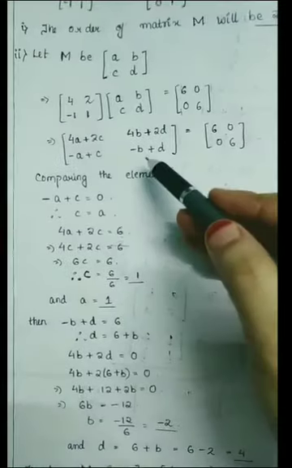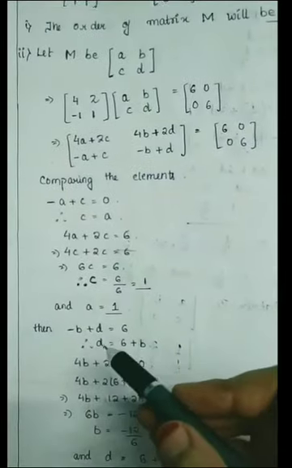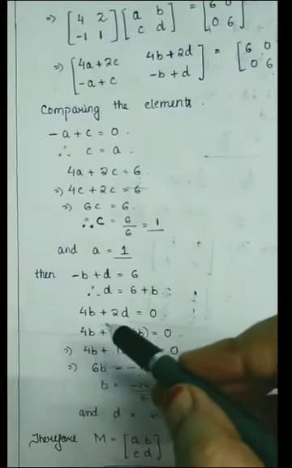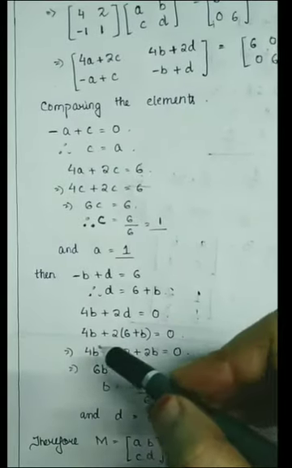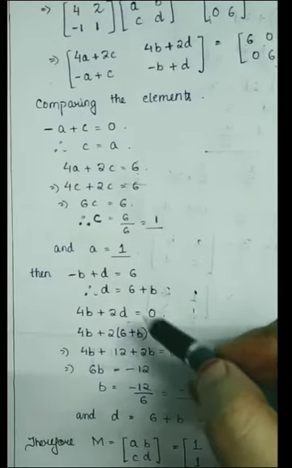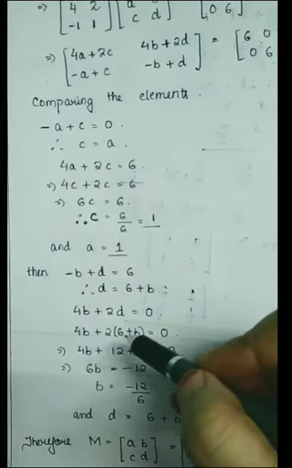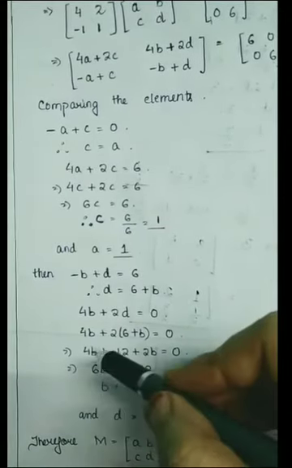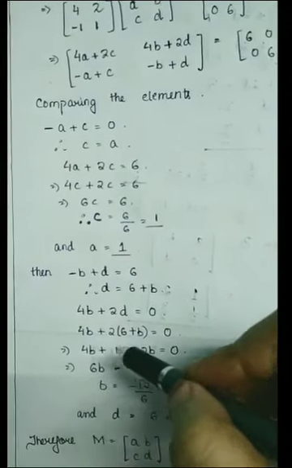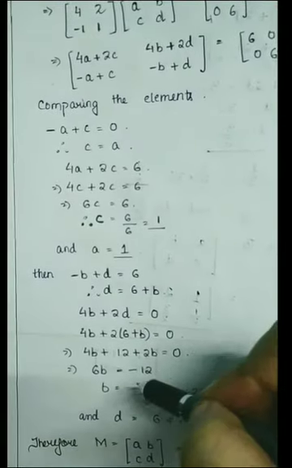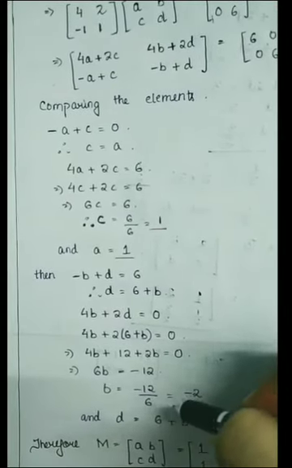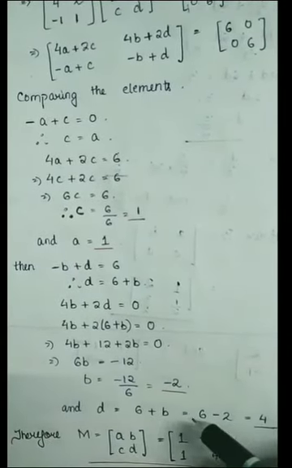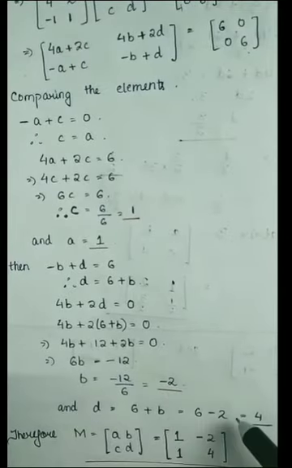Now in the next equation, minus b plus d is equal to 6. So d is equal to 6 plus b. Now we'll put the value of d in the equation. So it will be 4b plus 2d is equal to 0. So 4b plus 2 times (6 plus b), also we can write d because we have got the value here. So we'll put it. So we'll get 12 plus 2b, so 4b plus 2b is 6b, is equal to 0, and this 12 will be shifted to the right hand side, so it will become minus 12. So b is equal to minus 12 upon 6, that is equal to minus 2. Now d is equal to 6 plus b, that is 6 minus 2, that is 4.